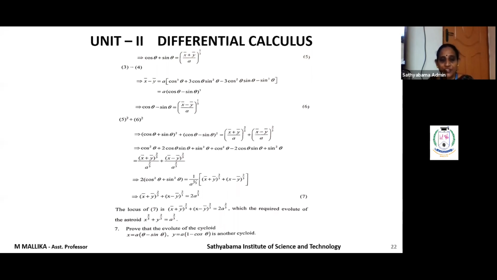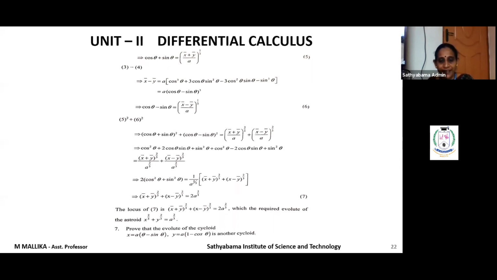Now the 7th question is, prove that the evolute of the cycloid is another cycloid. You are given a cycloid. Here in this case, the cycloid equation itself will be in parametric form. So step 1 is not at all required. Already in the question itself, it will be in the parametric form. So you have to simply find out x bar and y bar. So always your cycloid equation will be in parametric form only.